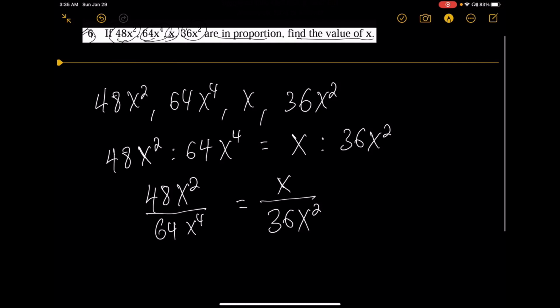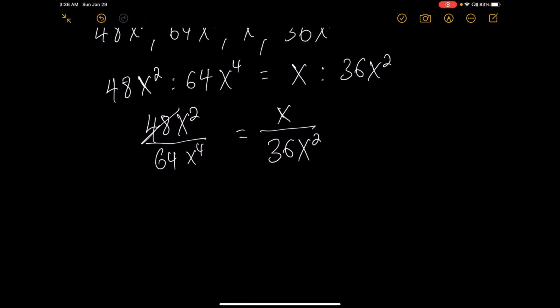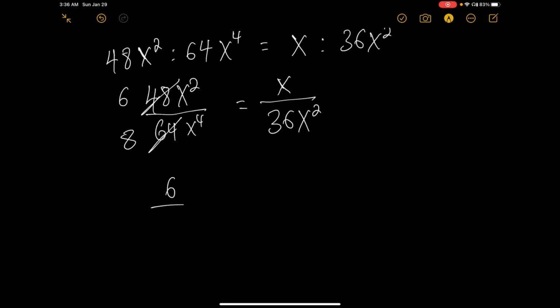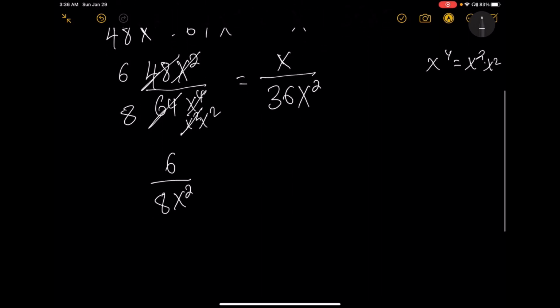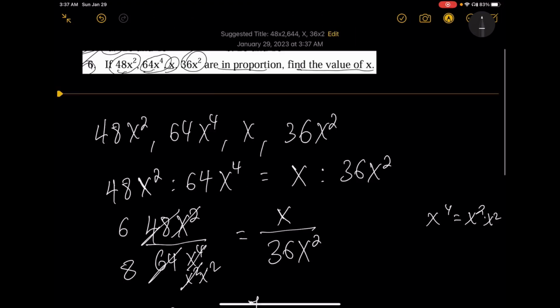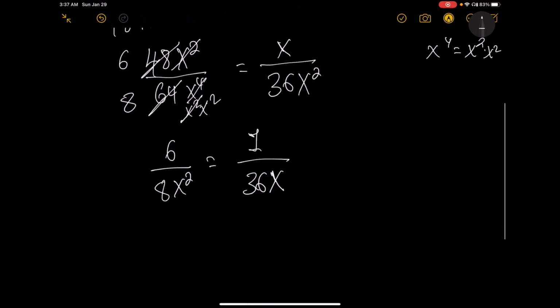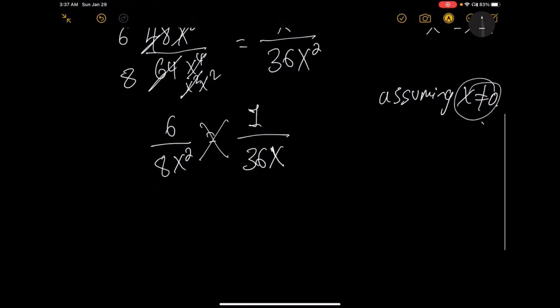48x squared over 64x to the power of 4 is equal to x over 36x squared. Dividing 48 and 64 by 8, we get 6 over 8x squared. Since x to the power of 4 is x squared times x squared, the x squared cancels. And the other side simplifies to 1 over 36x, assuming that x is different from 0.